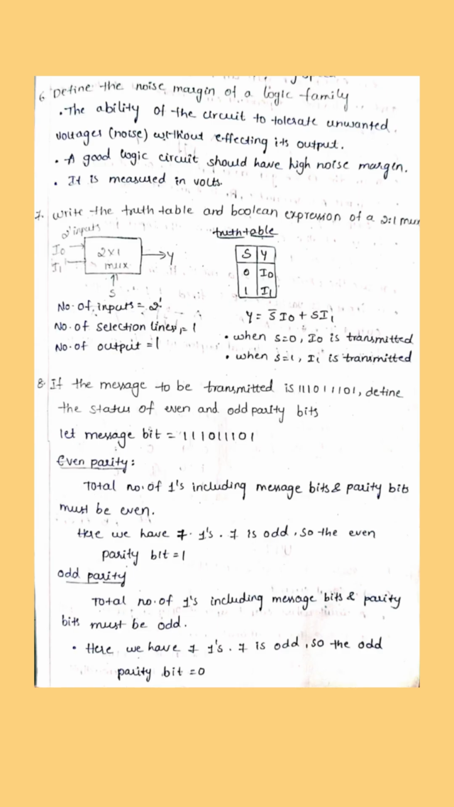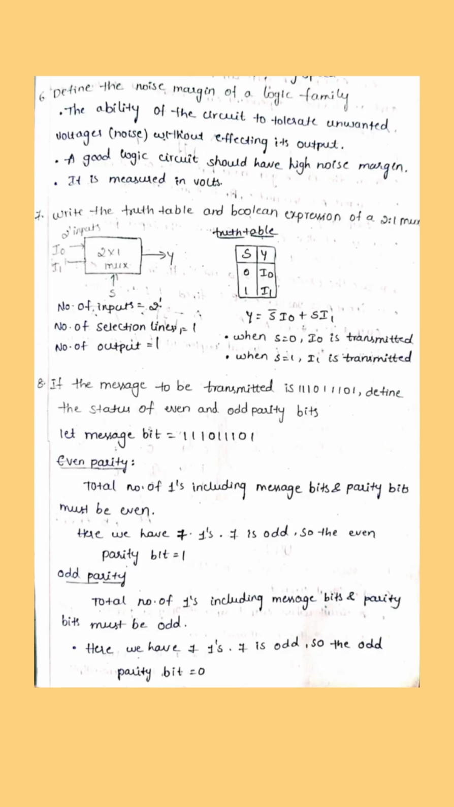Question number 7. Write the truth table and Boolean expression of a 2x1 multiplexer. We know a 2x1 multiplexer has many inputs and a single output, that is 2 power 1 inputs and 1 output and 1 select signal. So number of inputs equal to 2 power 1, that is 2. Number of select lines n is 1, and output equal to 1.